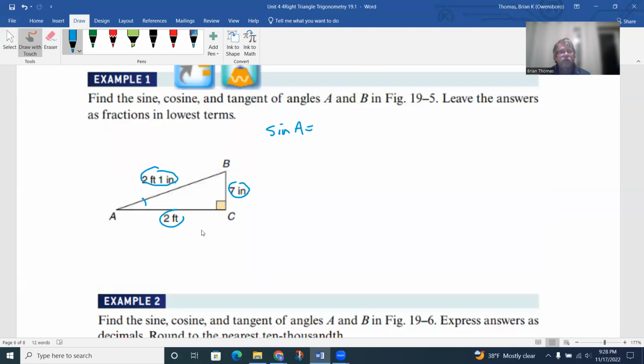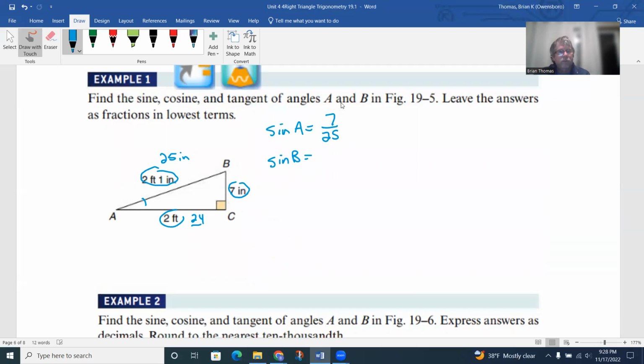So here I'm going to just convert everything into inches. So 2 feet would be 12, and 12 would be 24 inches. And here this would be 25 inches. So it makes better sense here to convert everything into inches. So the sine of A is going to be the 7 inches over the 25 inches, and that doesn't reduce.